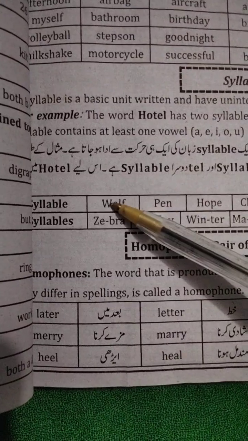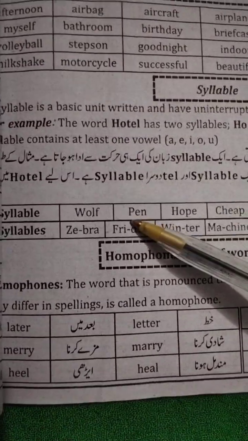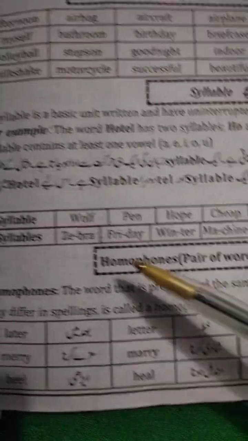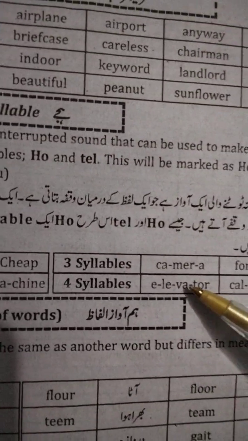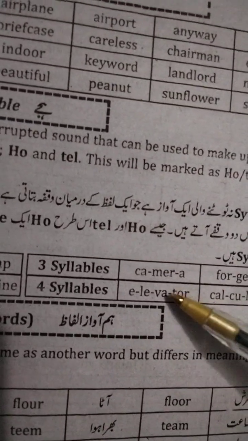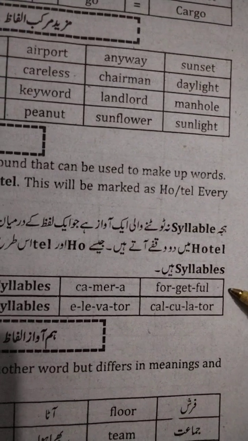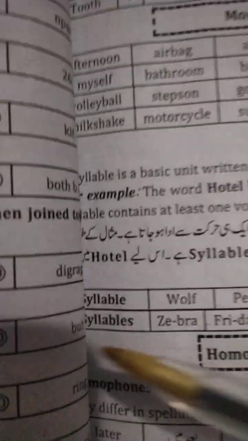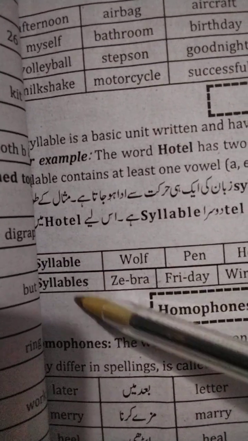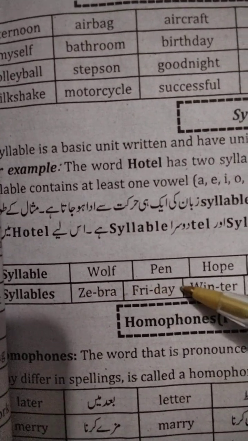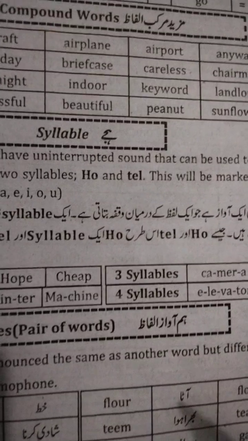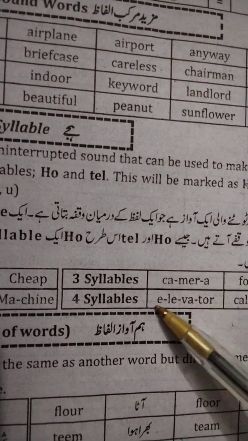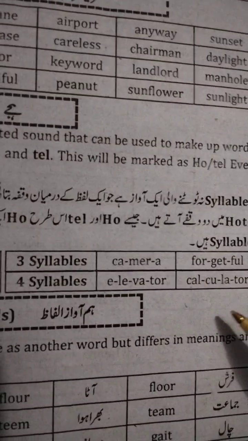One syllable words: wolf, pen, hope, cheap. Two syllables: camera, forgetful, zebra, Friday, winter. Three syllables: machine. Four syllables: elevator, calculator.